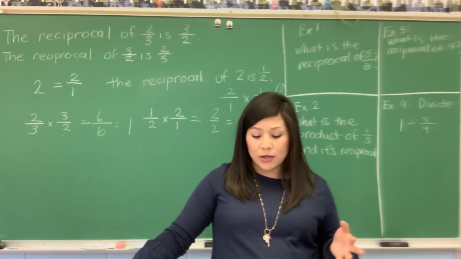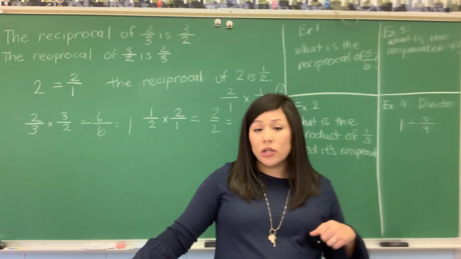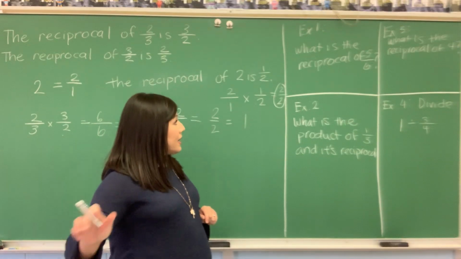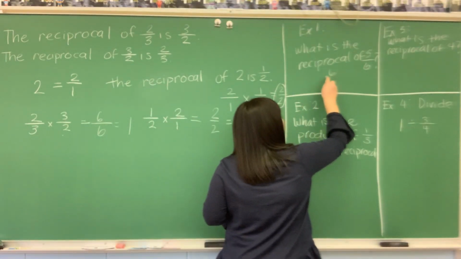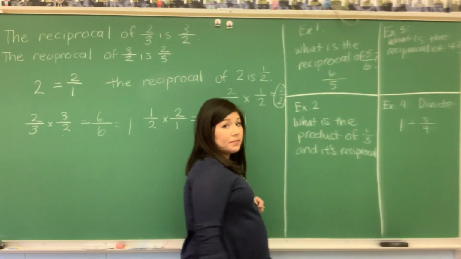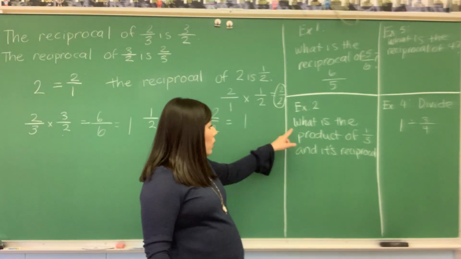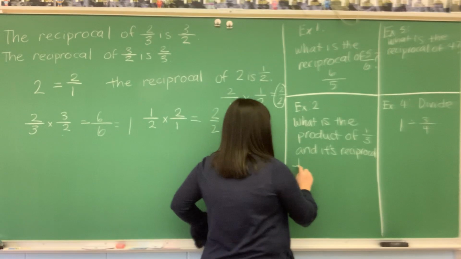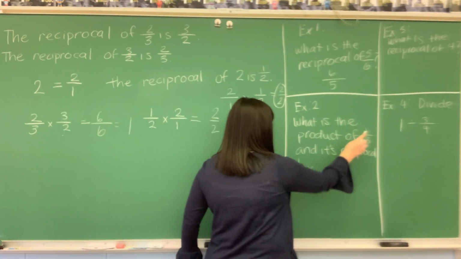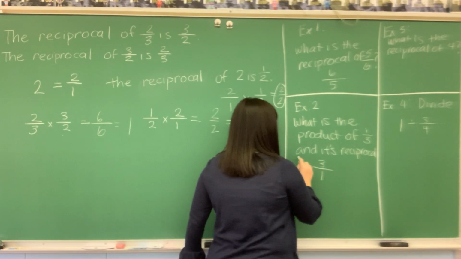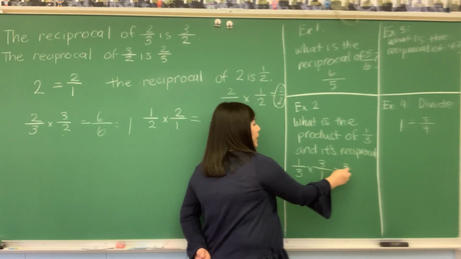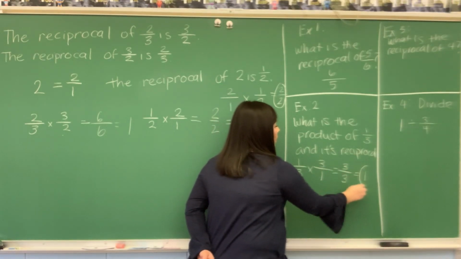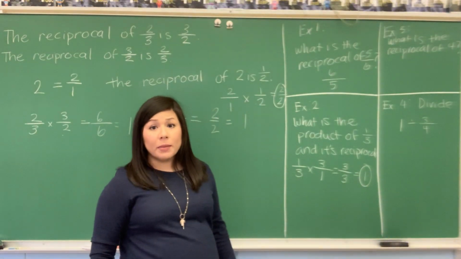We're going to do some practice here in case you're still a little confused. Let's do example 1. What is the reciprocal of 5/6? Just switch the numbers: 6 over 5. What is the product of 1/3 and its reciprocal? 1/3 times the reciprocal of 1/3: 1 times 3 is 3, and 3 times 1 is 3. That equals 1. Make sense?